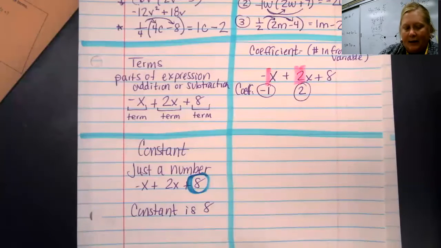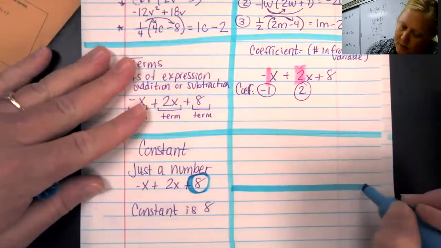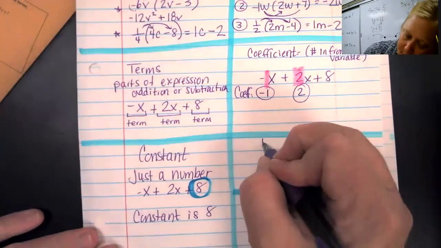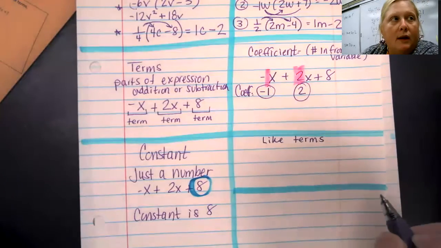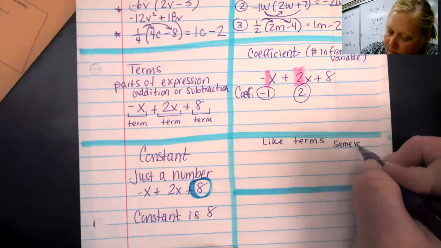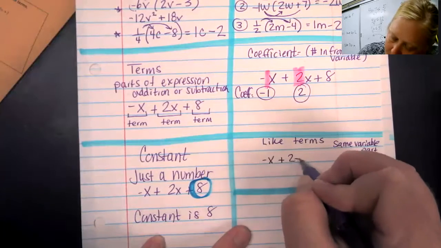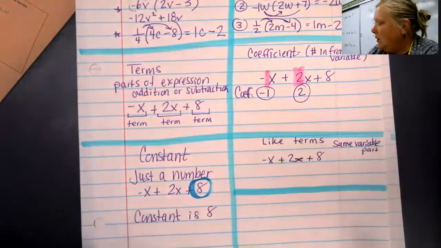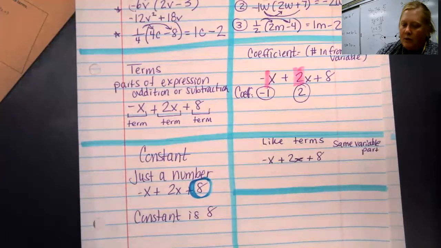So the big thing about that is practicing, do you know the terms? And actually, you know what I want you to do? On our last piece right here, I'm going to break this up into two things, okay? The first thing is like terms. We can only combine like terms. They have to have the same variable part. So for example, -x plus 2x plus 8. Who are the like terms? Well, that's easy to see because we just said they have to have the same variable.